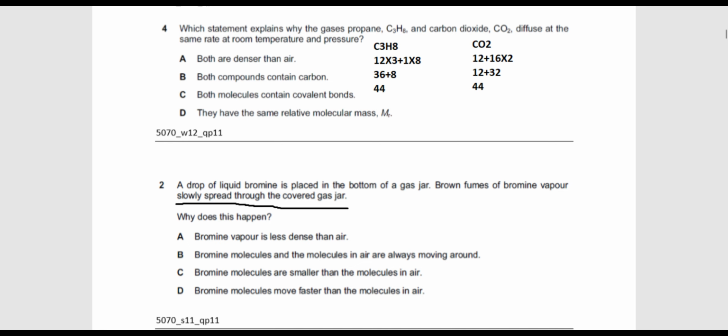As we are using the concept of diffusion, and in diffusion we know that particles are moving randomly and in constant motion. So here in option Bravo they are using the concept of movement of particles all around. So Bravo is definitely the correct option.